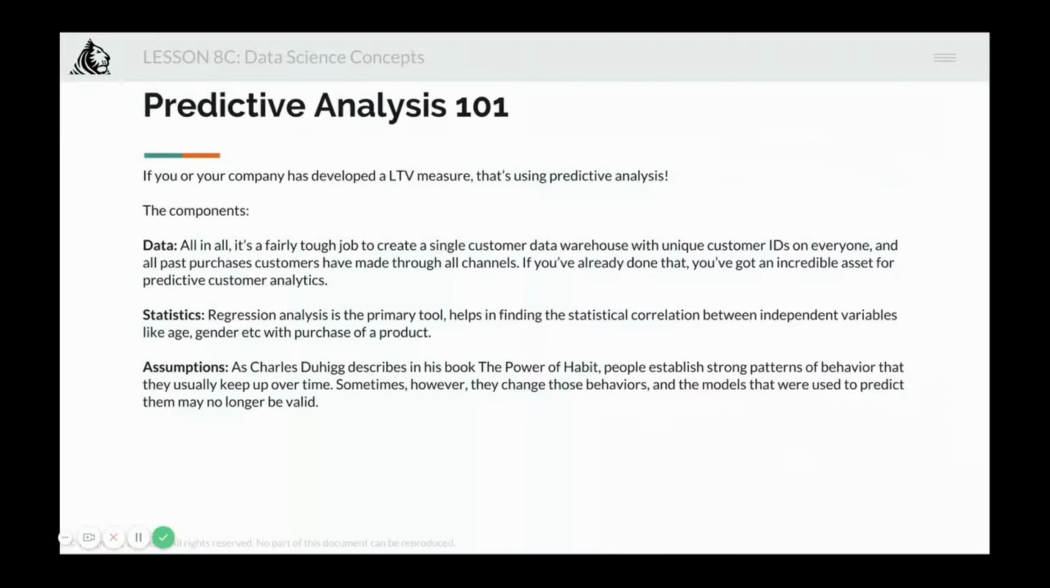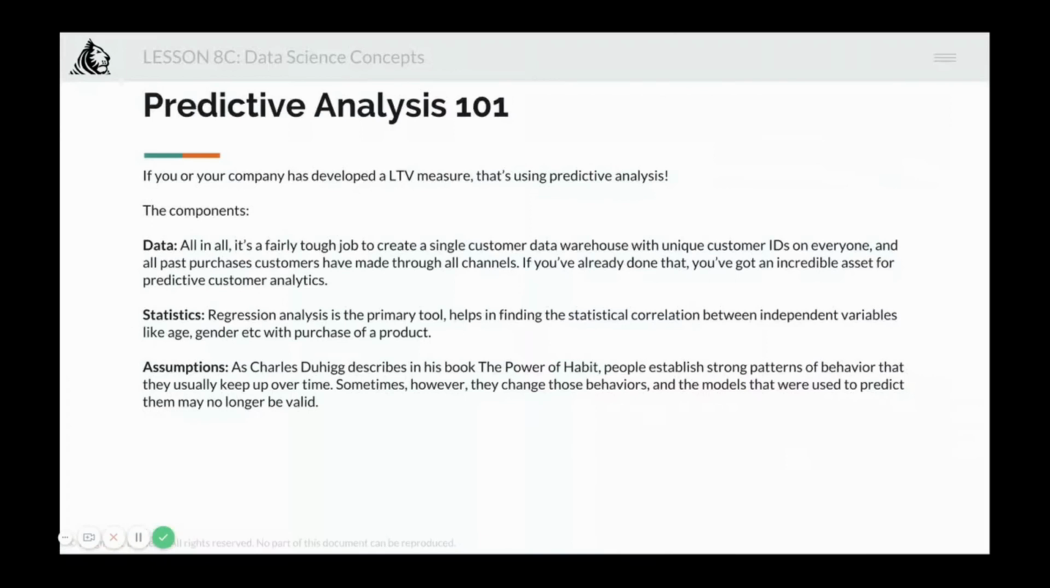The third component for predictive analysis is the assumptions. When you're doing a statistical analysis, your regression analysis, and all, one important component is the assumptions that you're making. Every model has them, and it's important to know what they are and monitor whether they are still true or not. The big assumption in predictive analytics is that the future will continue to be like the past.